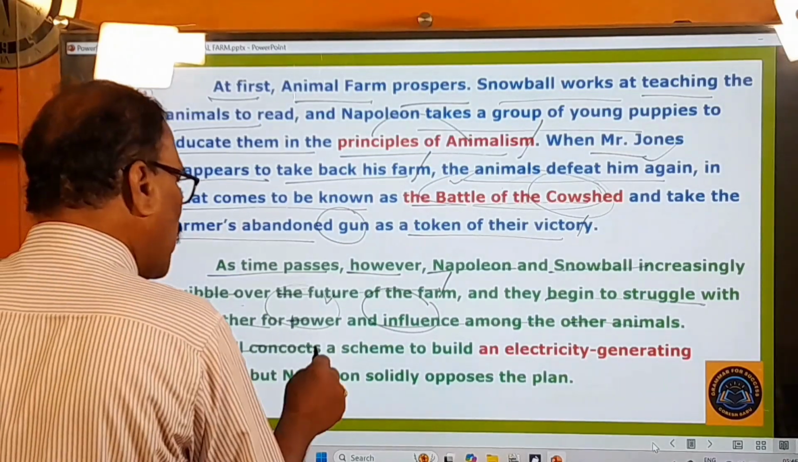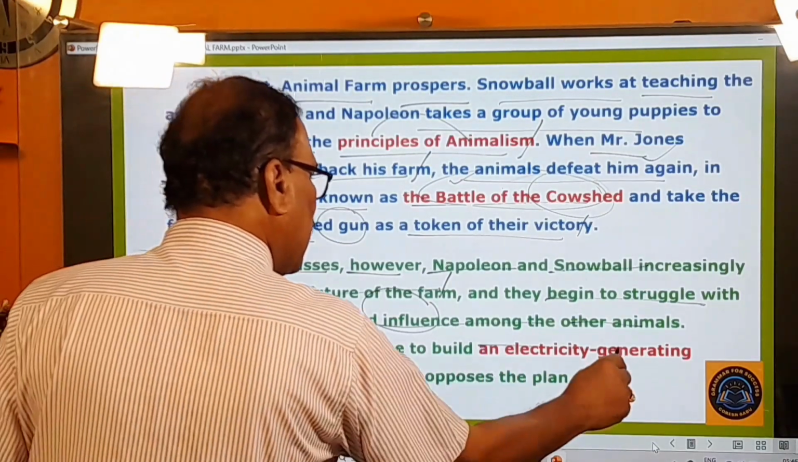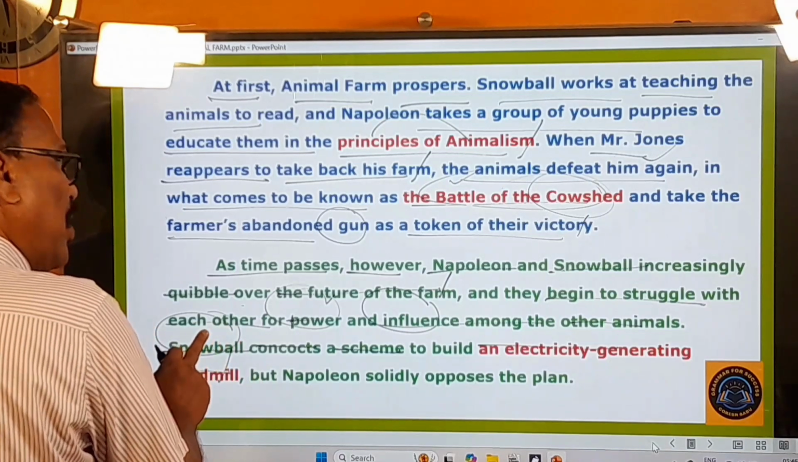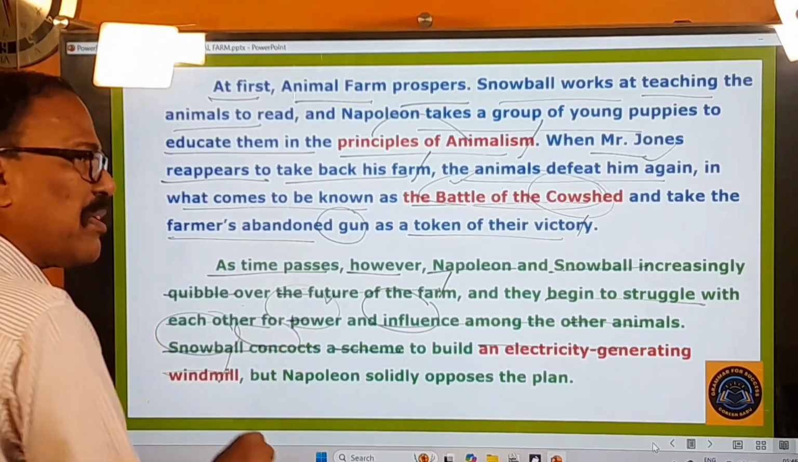Snowball concocts a scheme to build an electricity generating windmill. So Snowball is there. What did he do? He concocts. Concocts means fabricates.